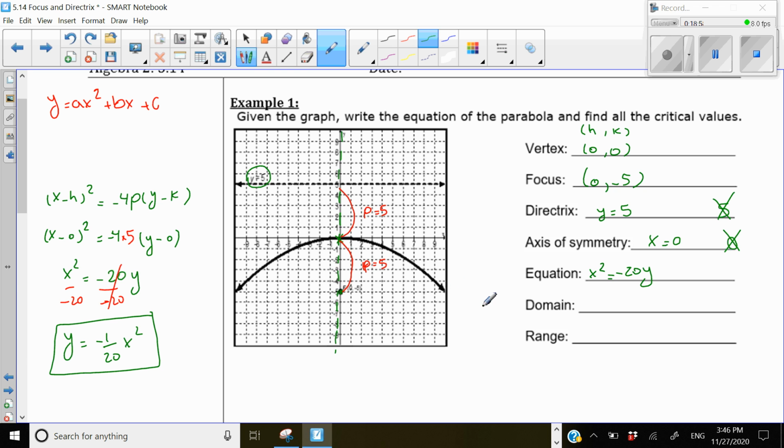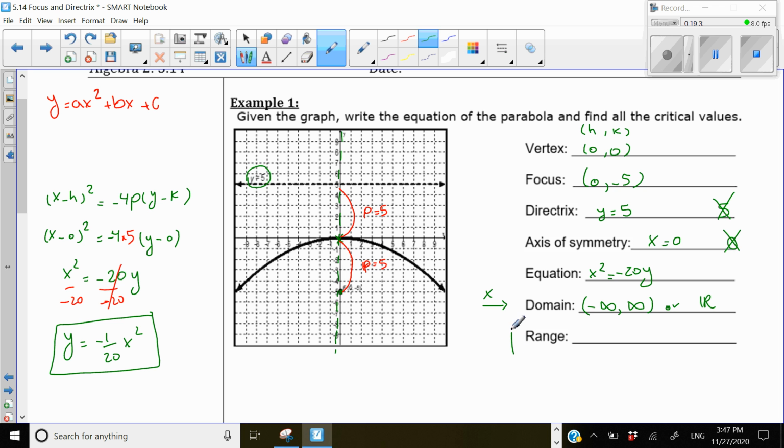Now, what is the domain? We know that for domain, we move from left to the right and look for the x value. As I'm moving from left to the right, I see that all the x values are covered here. There's no restriction, no limits. So domain is from -infinity to +infinity. Or I can write that as all real numbers.